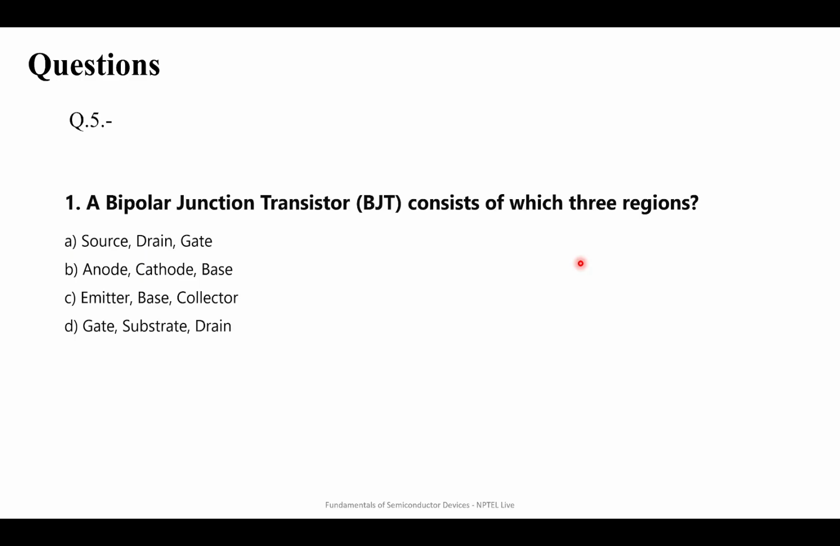A bipolar junction transistor BJT consists of which three regions? A. Source, drain, gate, B. anode, cathode, base, C. emitter, base, collector, D. gate, substrate, drain. Answer C. That is correct. The answer would be emitter, base, collector.